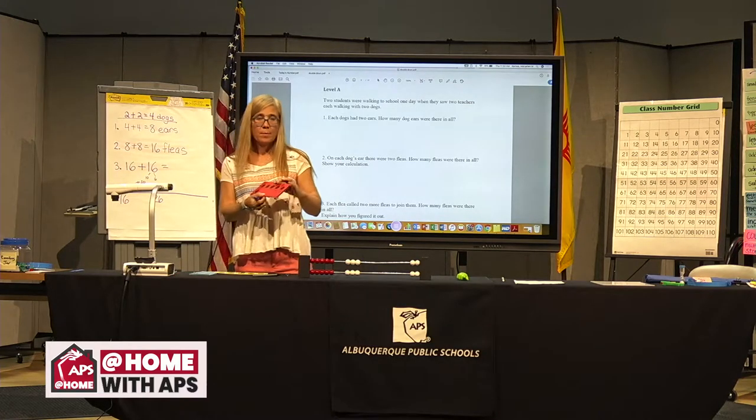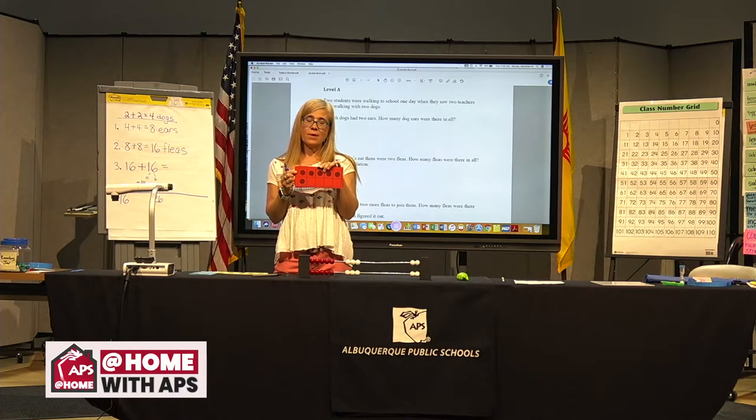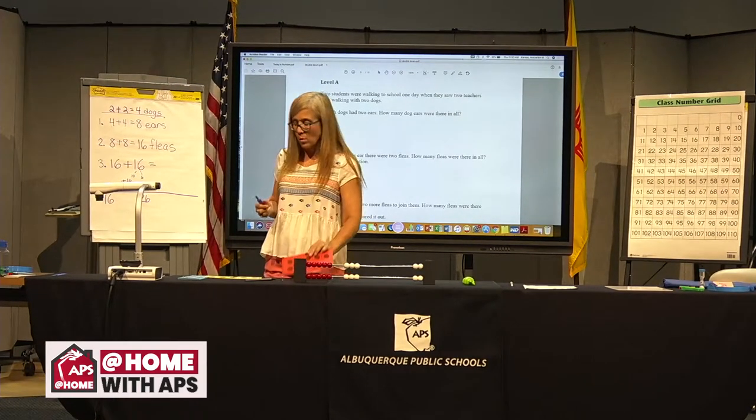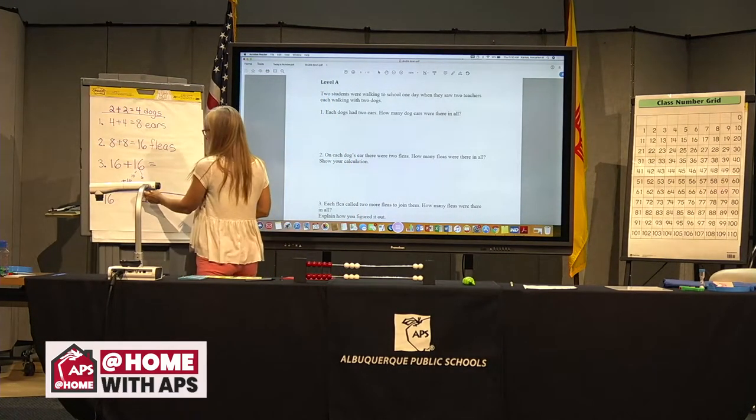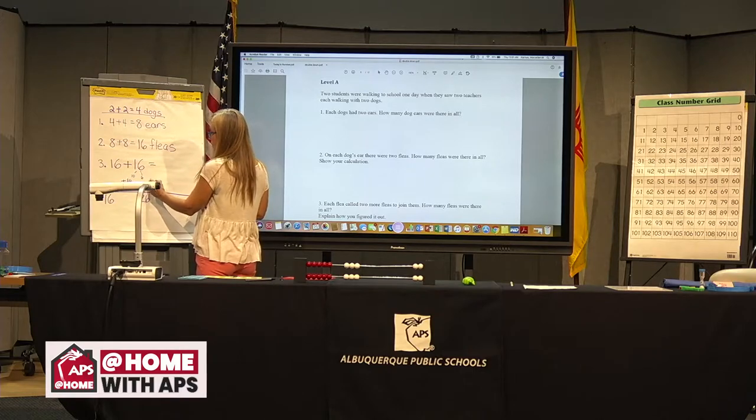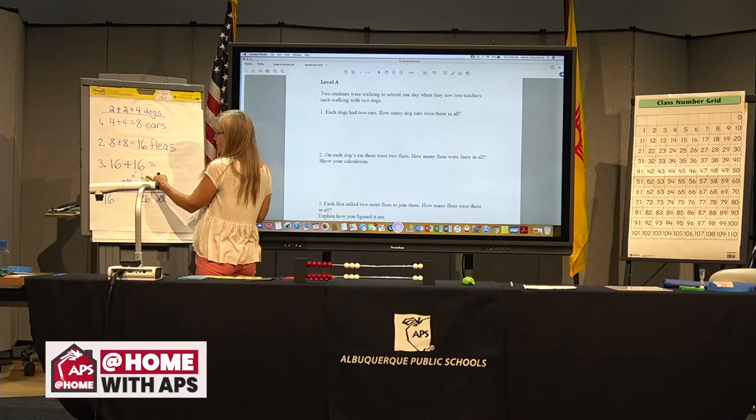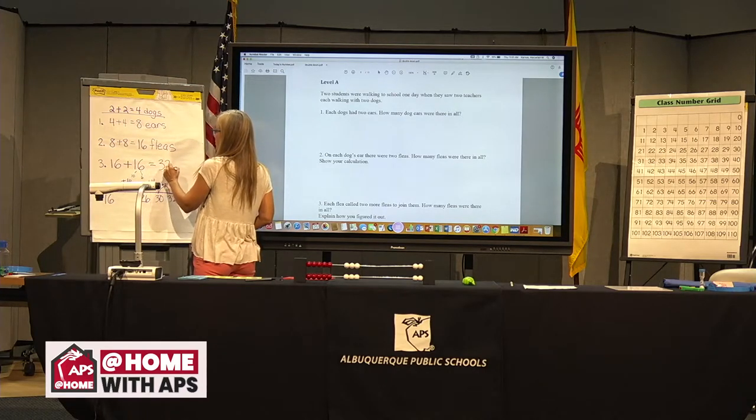Here, it's right on top. If we have 6 on our 10 frame, we need 4 more. So I'm going to jump 4. And then I still have 2 more to go, because the 4 and 2 make 6. So 32. 16 plus 16 is 32.